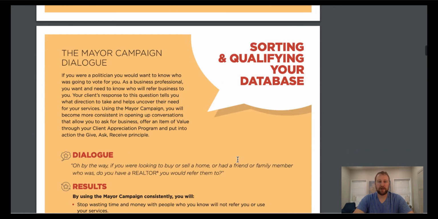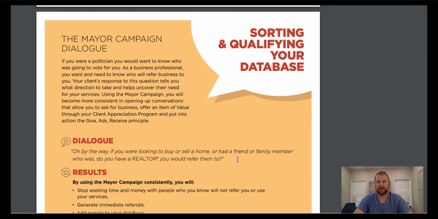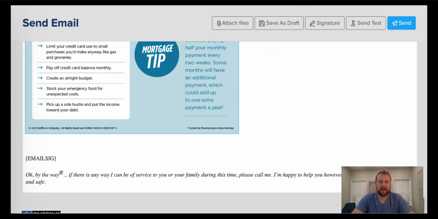Now, there's a couple of dialogues, and I'm going to jump into what's called the mayor campaign. And the mayor campaign is actually what you're going to use to qualify every single person in your database. So before you start mailing anybody anything, before you start popping by, before you do anything, you want to make sure you go through and qualify every single person in your database.